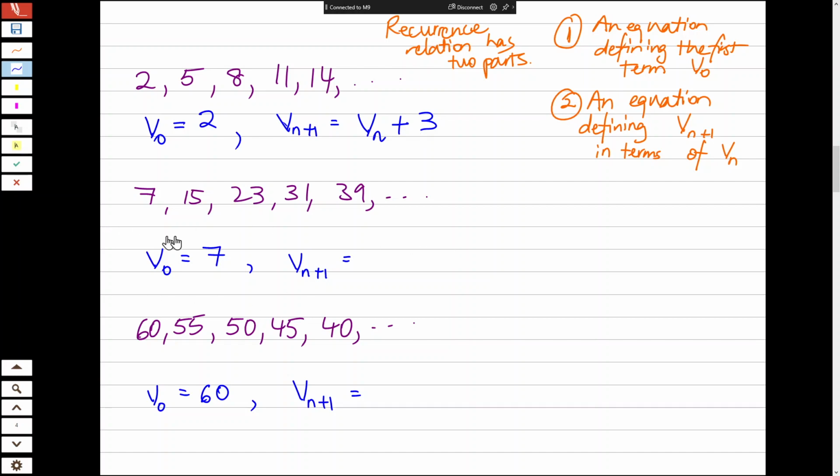All right, Kobe, what do you think is going to happen here in the second sequence? What's the pattern here? Plus 8. Very good. So you're just going to do plus 8 there to complete your recurrence relation. Harrison, third one? Yeah. So this time, instead of adding, subtracting.